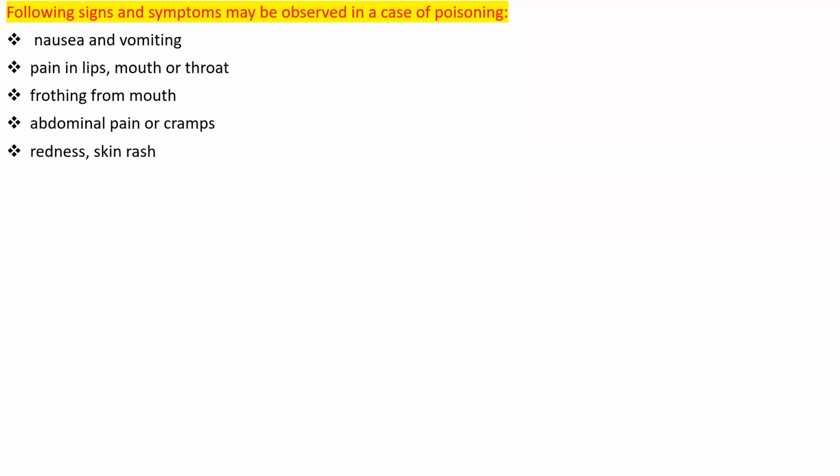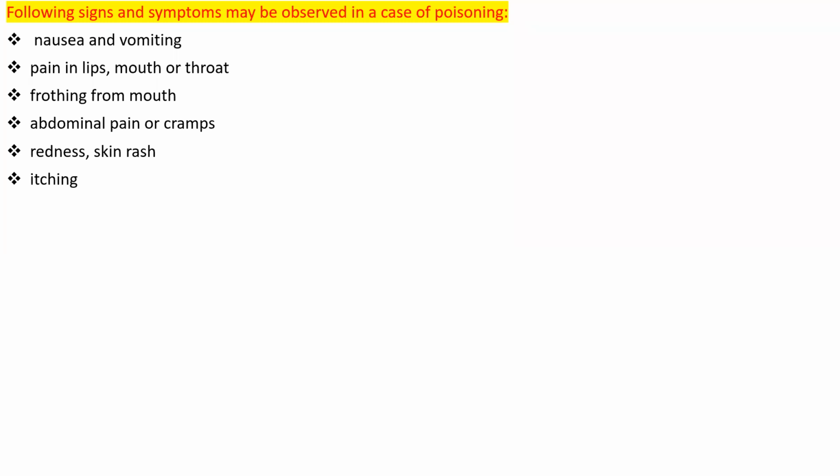And the other one is redness, skin rash. If a chemical splashed on the skin or sweat, what will happen? There will be rashes in the skin, there will be redness, all these symptoms you will see. Can you understand? From whatever routes of poisoning we have explained, everything came out, the symptoms. So are you clear? Yes, ma'am.